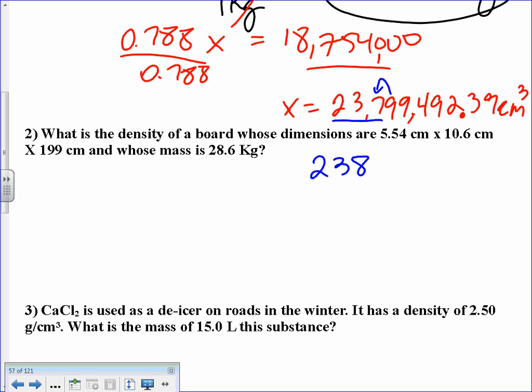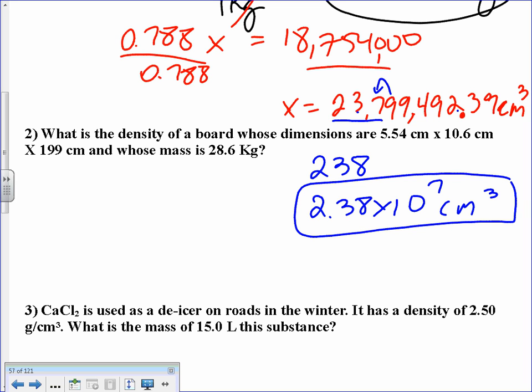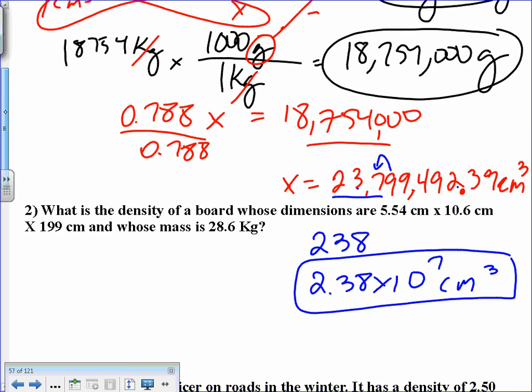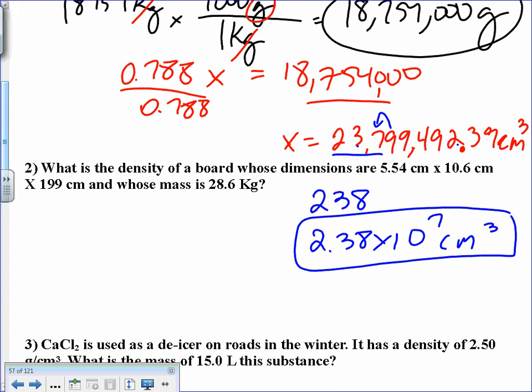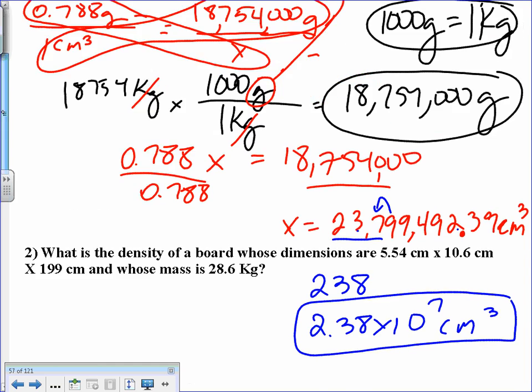Can you write this in scientific notation? 2.38 times 10 to the 7th, so 1, 2, 3, 4, 5, 6, 7, thank you, centimeters cubed. That is our final answer. Whew, that took a lot of work. But basically, I wanted you to see that density problems can be really easy, but if their units don't agree, you have to make them agree first and then proceed. So we're really looking at units in this whole unit and then pretty much forever.